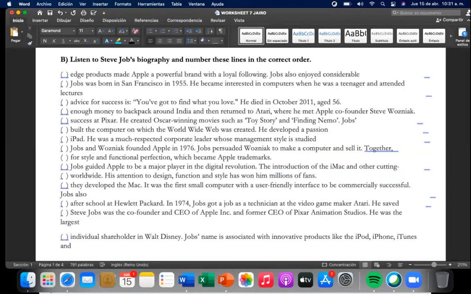Jobs was born in San Francisco in 1955. He became interested in computers when he was a teenager and attended lectures. Okay, very good. So we say here attended, right? Attended. Very good. Lectures.